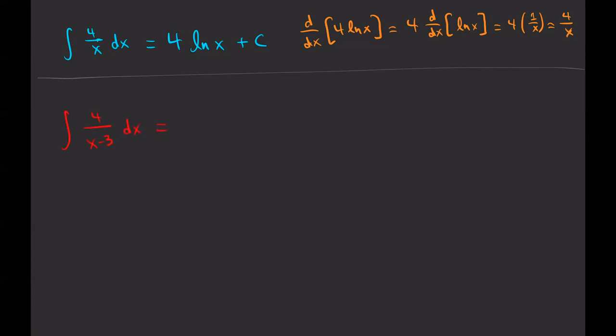And when I see this, it pretty much just looks like the same thing as what we had before. So really, I'm going to have my 4 out front. I'm going to have my ln. But the difference here is that it's not just an x, it's an x minus 3. Then my plus c. And pretty much the same exact work as here, you can take a derivative of this and you will get that. I just want to make it clear that here we have an x minus 3, here we have an x, and it didn't really change things there.